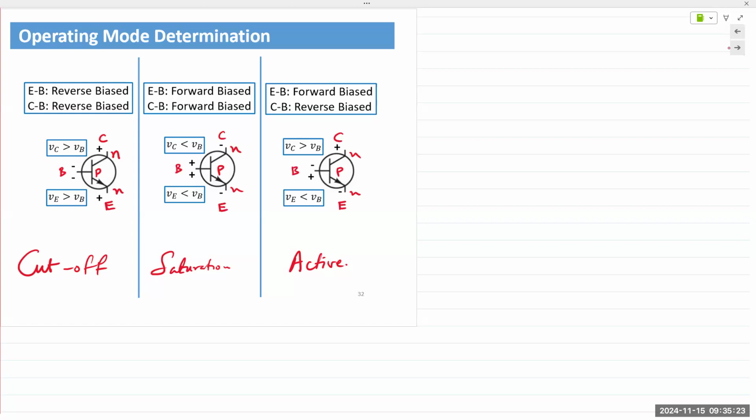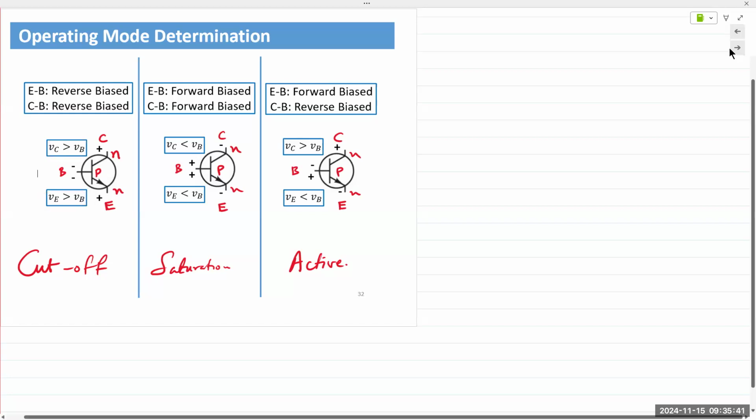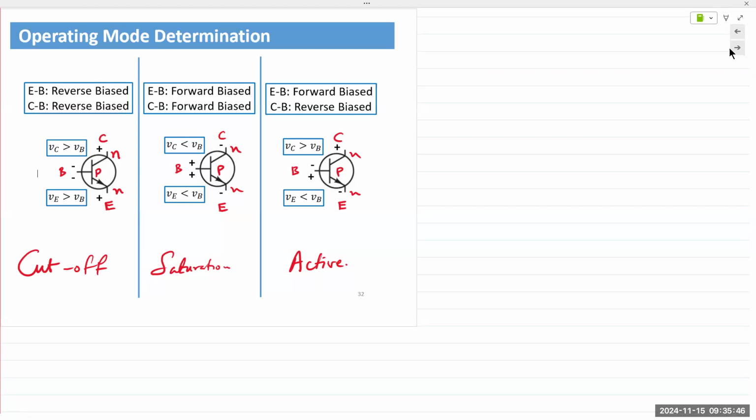So if it's an NPN transistor, that means the base voltage must be lower than the collector and the emitter voltage, meaning VB must be less than VC and VE. It's an NPN, meaning the P-type material has to be at a lower voltage than the N-type material. So the base voltage VB must be less. That's the first indication. Forward bias is completely opposite: if the base voltage is higher than the collector and the emitter voltages, then both junctions are forward bias.